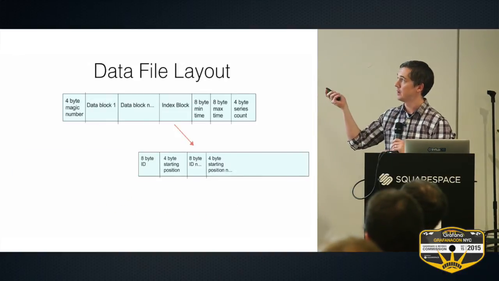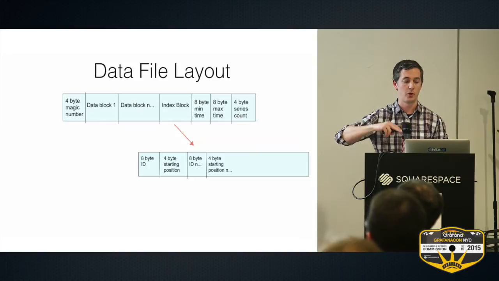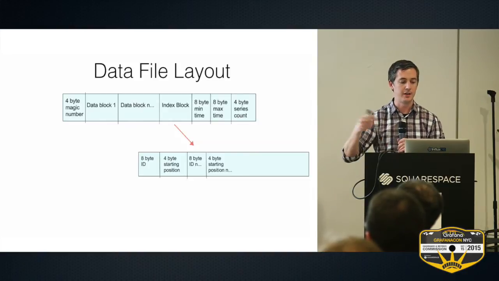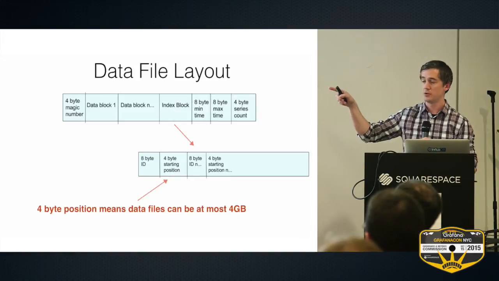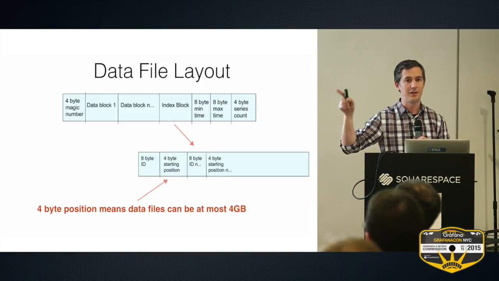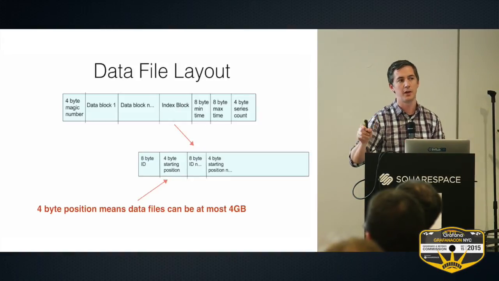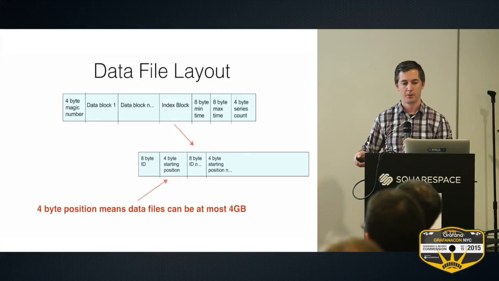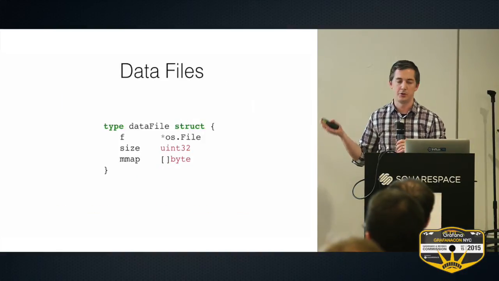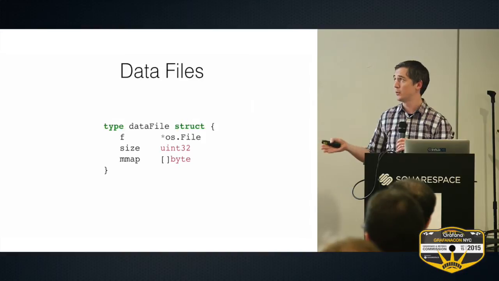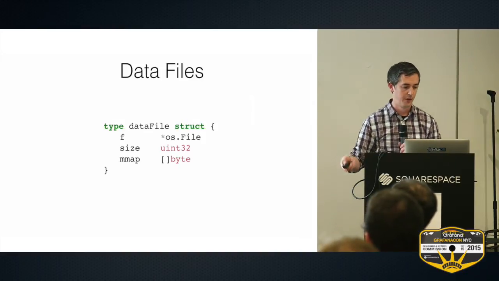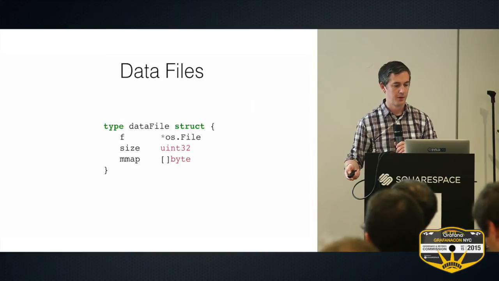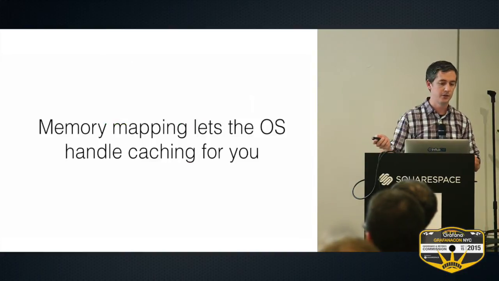The index block looks like this. It's basically a sorted list of IDs where you have the ID and the starting position. Notice the starting position is 4 bytes. That means data files at most will be 4 gigabytes. And we just chose that arbitrarily, really, because we figured if we had to rewrite a file, we wouldn't want to rewrite more than 4 gigabytes worth of data. Okay. Memory mapping I mentioned.